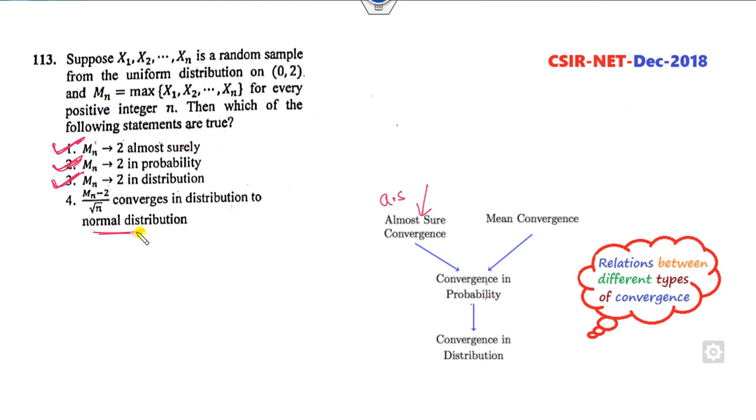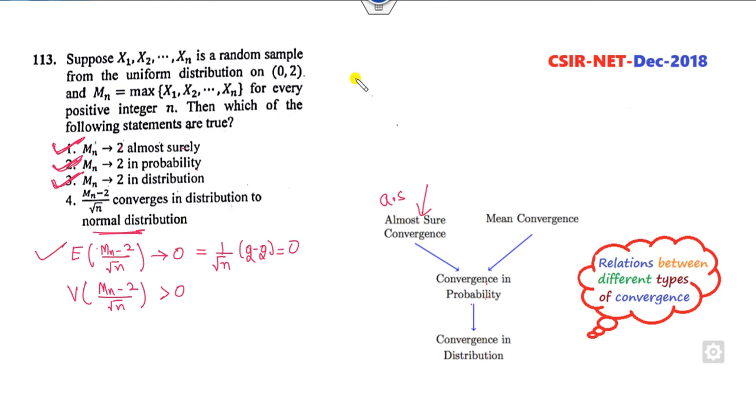It converges to the normal distribution. So how can you check that? You check that the expected value of this goes to 0 and the variance of this is positive. That's the meaning of this. Firstly, we check the expected value. 1 by root n is outside, and the expected value of Mn is 2, so it is 2 minus 2, which is 0. So the first condition is satisfied. How can you find the variance? 1 by n is outside, so the variance of Mn minus the variance of 2 is 0.